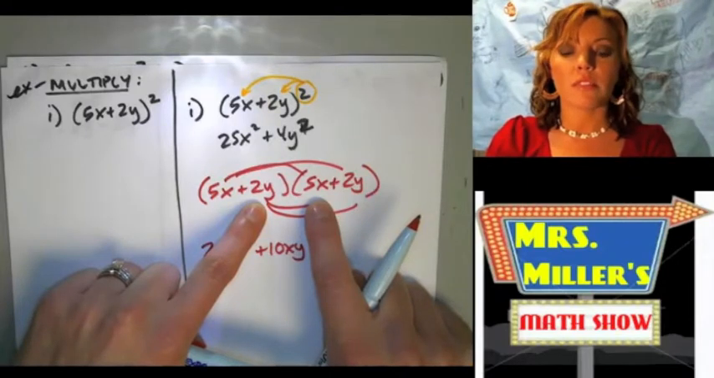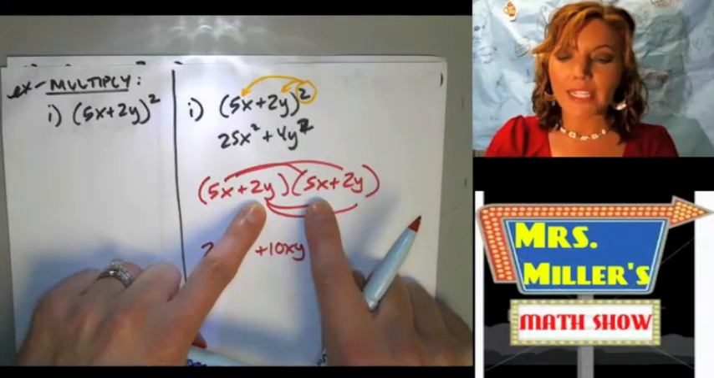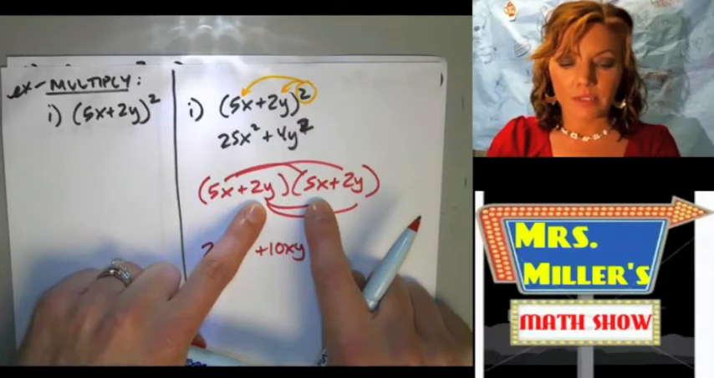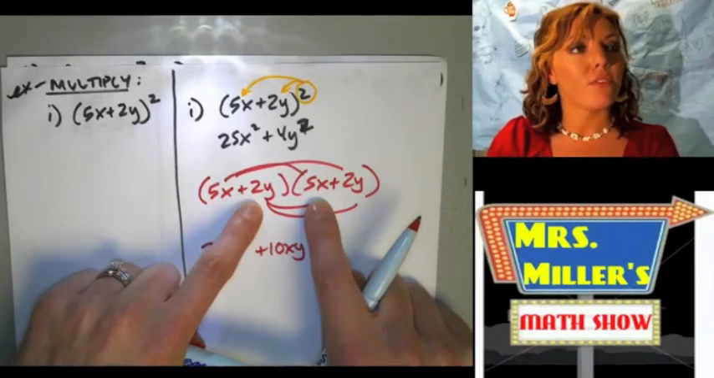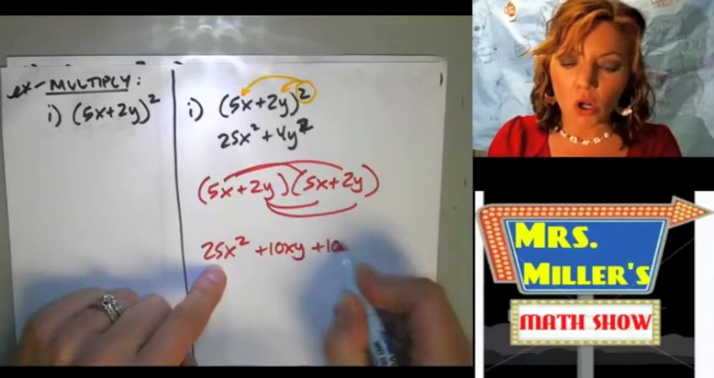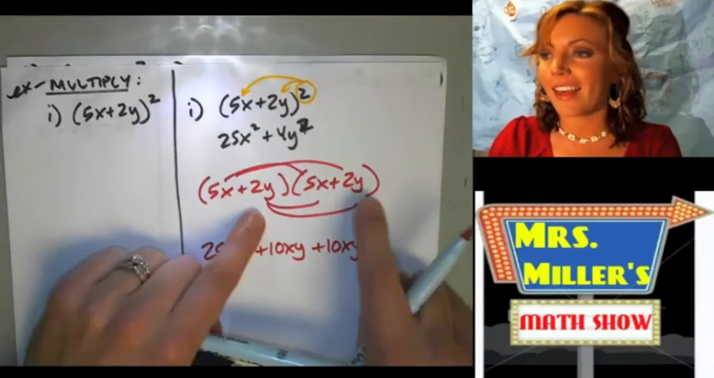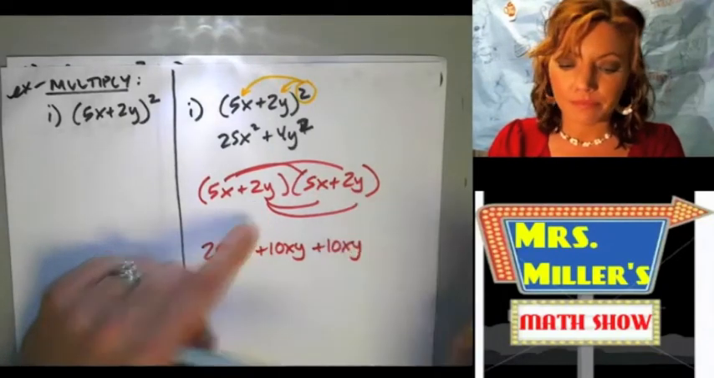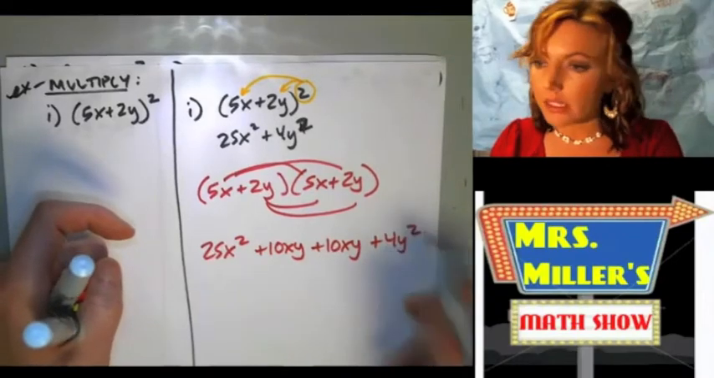Don't all jump at once. 2y times 5x. Cole. Except what's 2 times 5? Excellent. Everybody give it up for Cole. Okay. Last one. 2y times 2y. Noel. Give it up for Noel.